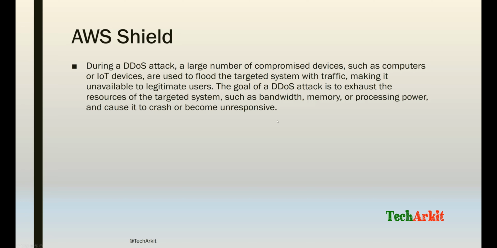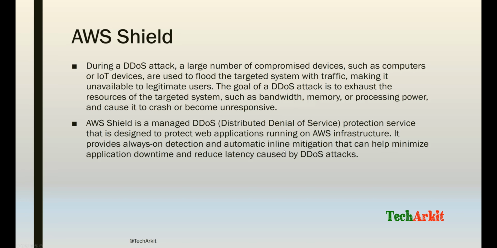But what will this AWS Shield do here? AWS Shield is a managed DDoS, distributed denial of service, protection service. It protects your web applications from DDoS attacks and is designed to protect web applications running on AWS infrastructure. It provides always-on detection and automatic inline mitigation that can help minimize application downtime and reduce latency caused by DDoS attacks. So that's the major thing here.